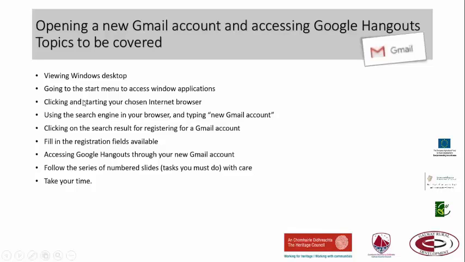The first one is viewing Windows Desktop, going to the Start menu to access Windows applications, clicking and starting your chosen internet browser, using the search engine in your browser and typing new Gmail account. Next, clicking on the search result for registering for a Gmail account. Next, fill in the registration fields available. Next, accessing Google Hangouts through your Gmail account.